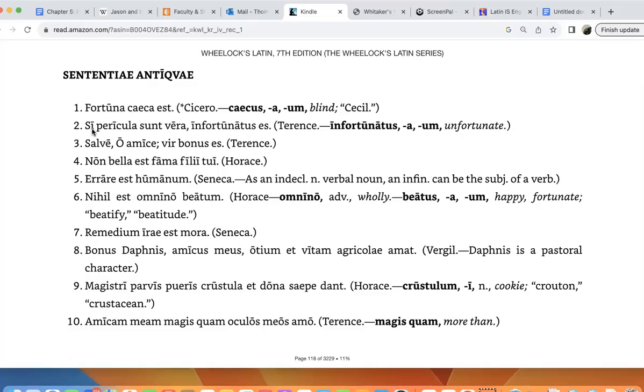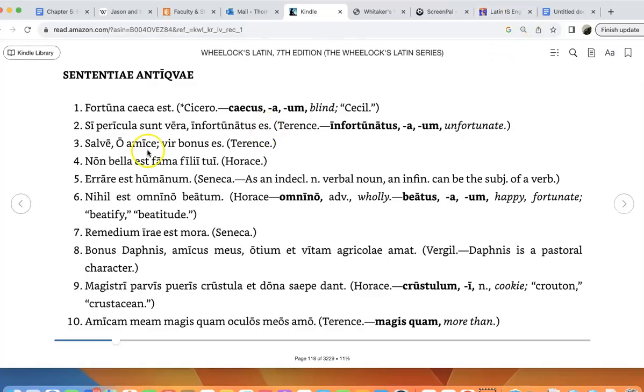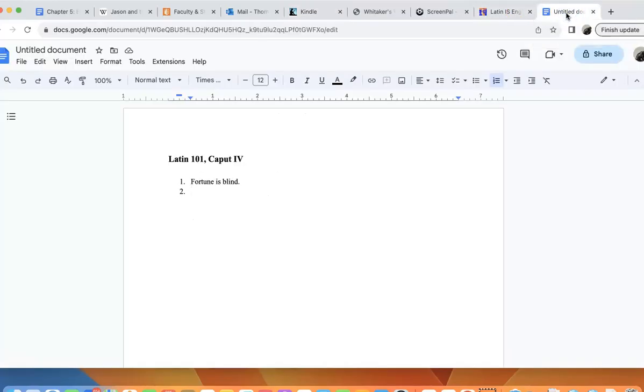And let's see, so si means if. We've had that before. Pericula means dangers. And then sunt is are. Vera, where we get the word veracity, means true. And then infernatus means unfortunate, and then s. So if the dangers are true, you are unfortunate. So let me write that out, and then I'll try to explain it in greater detail. So if the dangers are true, you are unfortunate. So let's take a look at this in greater detail.